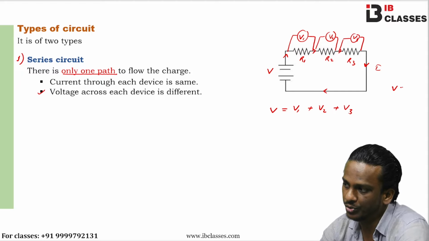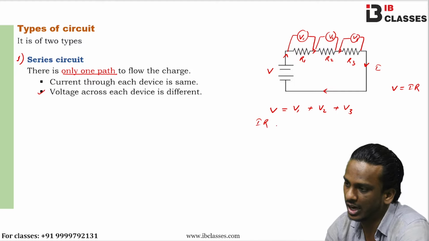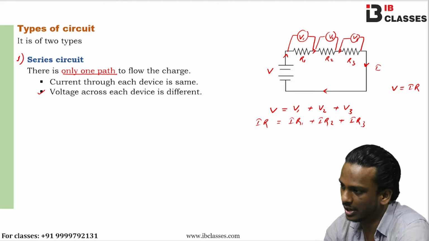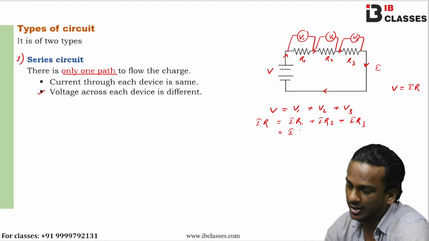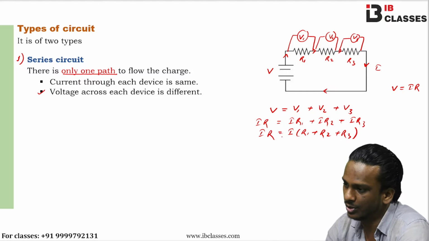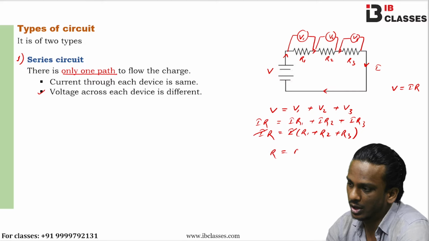You already know V equals IR. So from here we can extend this equation. IR equals IR1 for the resistance R1, IR2 for the resistance R2, and IR3 for the resistance R3. If we take the common electric current out from the right hand side, we get I times the bracket R1 plus R2 plus R3. Here the left side is I times R. I cancels with I. It will be R equals R1 plus R2 plus R3.